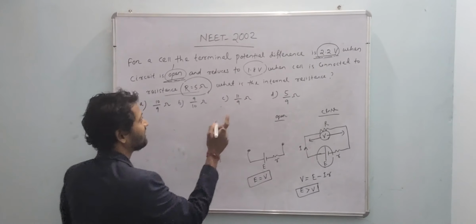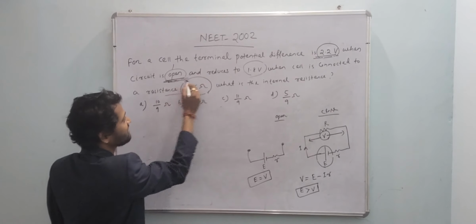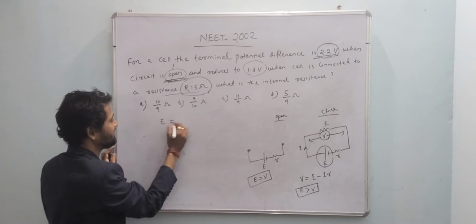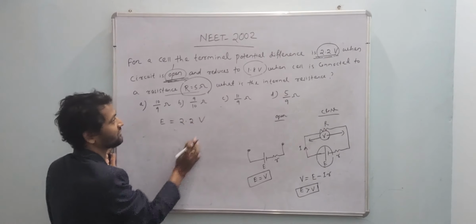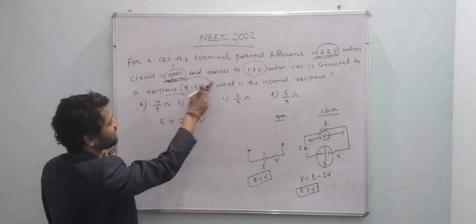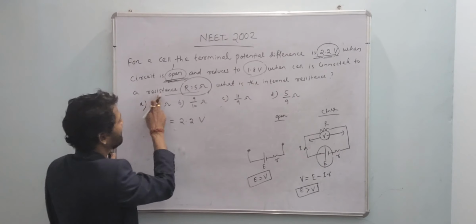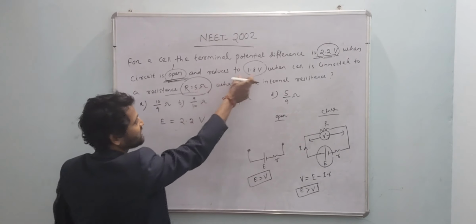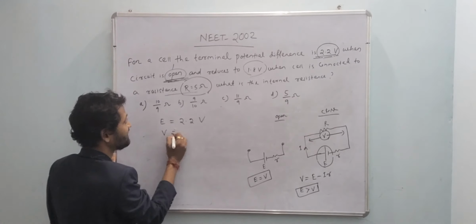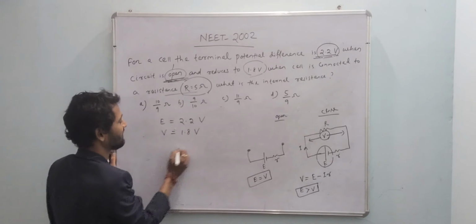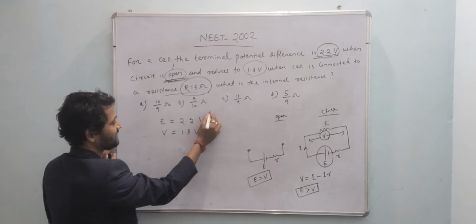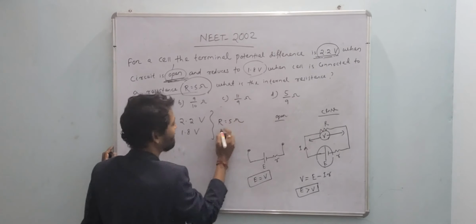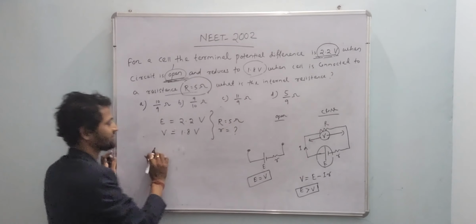So here, when it is open circuit, the potential difference is given as 2.2. That means E is given as 2.2 volt. And when it is closed circuit, when a resistance of 5 ohm is connected, it reduces to 1.8 volt. That means V is given as 1.8 volt. And resistance is also given as 5 ohm. It is asking what is the internal resistance.